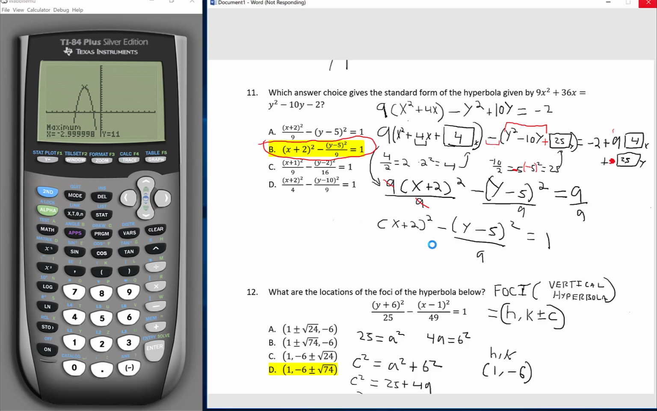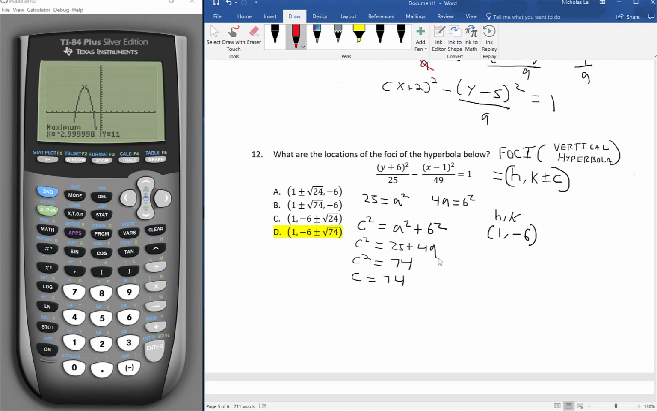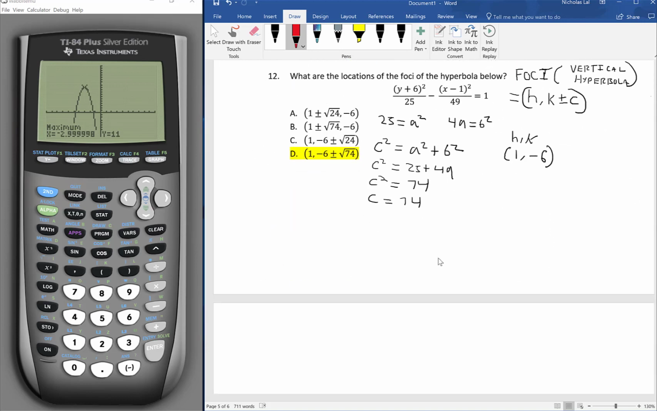Okay, that's 11. All right, let's keep on moving. What are the locations of the foci of the hyperbola below? So here, we got to use a Pythagorean relation.